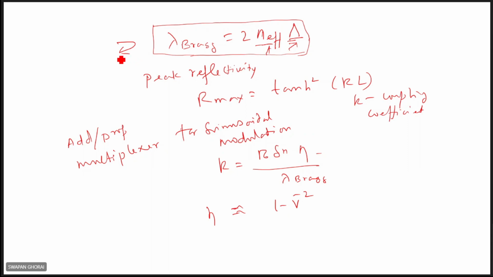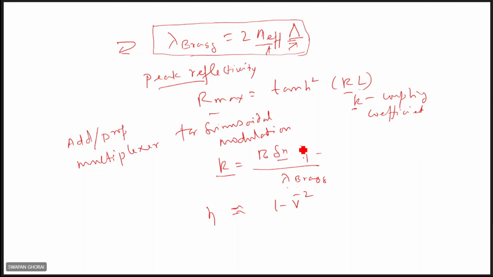If a particular wavelength is reflected, then in that condition the peak reflectivity Rmax is tanh squared of KL. K is the coupling coefficient, L is the length of the grating. For sinusoidal modulation, this coupling coefficient K can be pi delta n eta by lambda Bragg, where eta is called the fraction.